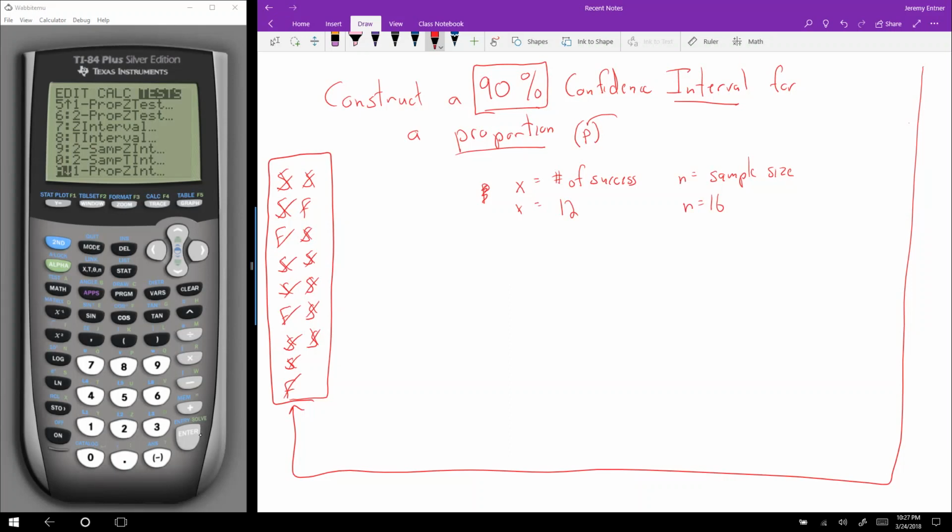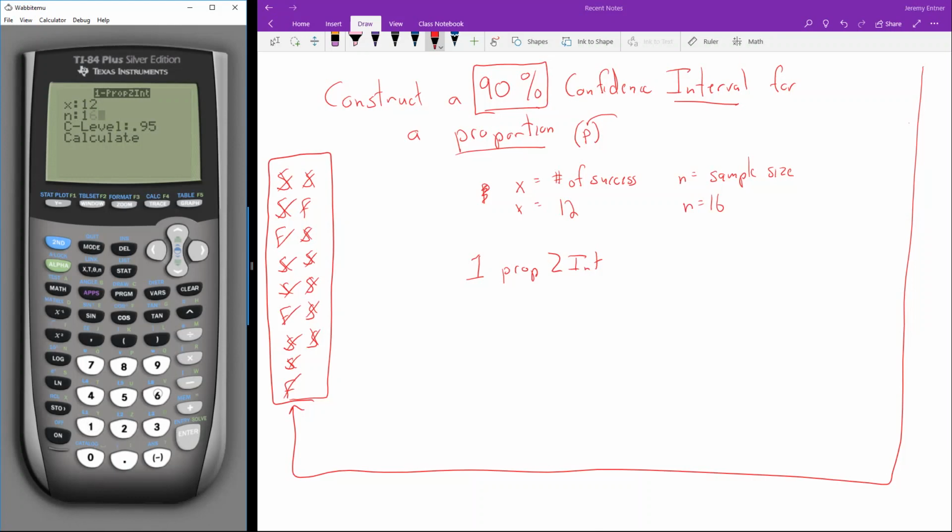Okay? But the way you're going to go ahead and make this thing called a 90% confidence interval is you're going to choose that 1-PropZInt. And it gives you there an x, your number of successes was 12, your n, which is your sample size, of 16. We need to type in our confidence level, which in this case is 90. But if it was 95, we'd type in 95. If it was 45, we'd type in 45% there. Whatever the percentage is that goes in front of that confidence interval is what we type in for that C-level. And we go down and we say calculate.